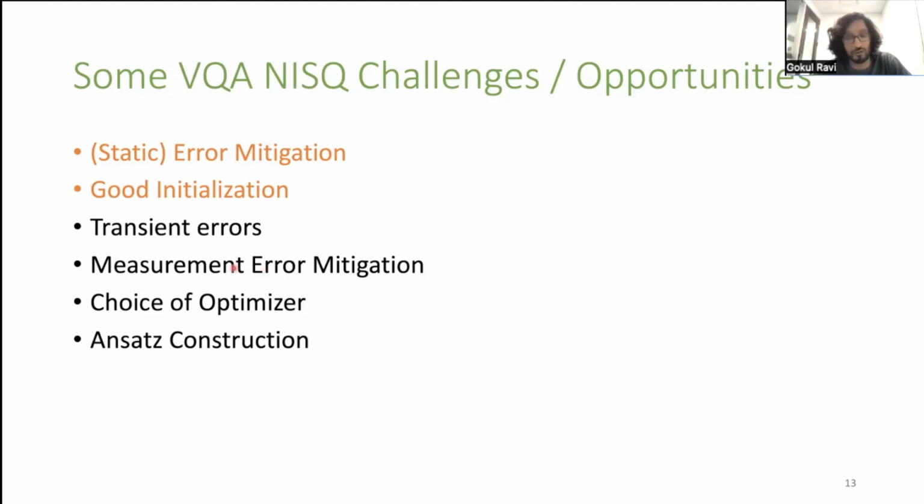And so you'll want to try to mitigate those. Then you want to choose a good optimizer, and you want to make the best possible Ansatz construction choice, both inspired by your application or your domain, as well as suitable for current-day noisy hardware and so on. So there are a lot of challenges. I will be talking about some of our proposals towards the first two.